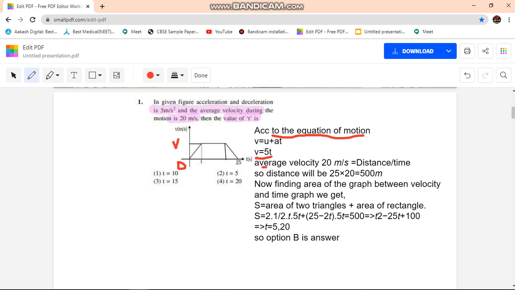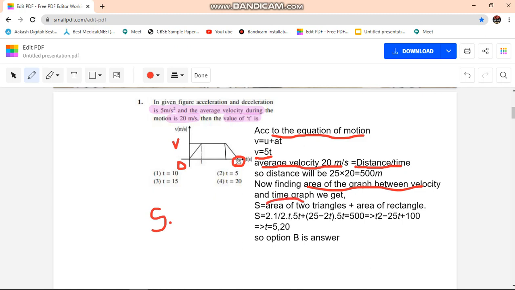In the question it is given that average velocity is 20 meter per second, and that is equal to total distance or displacement upon total time. According to the graph, the total time is 25 seconds. We have one more formula for distance, or displacement, that is the area of the velocity time graph.